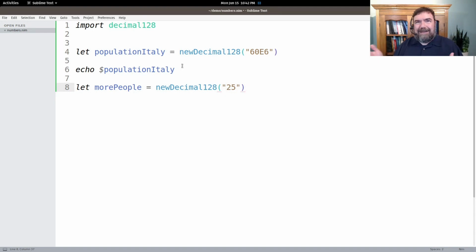Not because it didn't actually change the number of people in Italy. It does. It's because 60 million was an estimate. We don't know the exact number of people in Italy. So adding 25 means you still don't know the exact number of people in Italy. So let's add those numbers and see what we get.